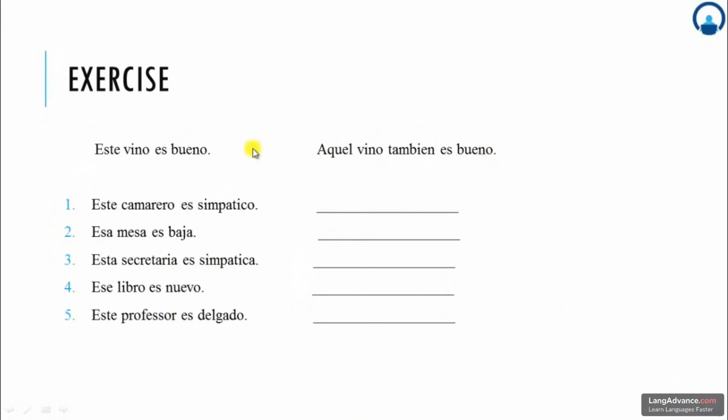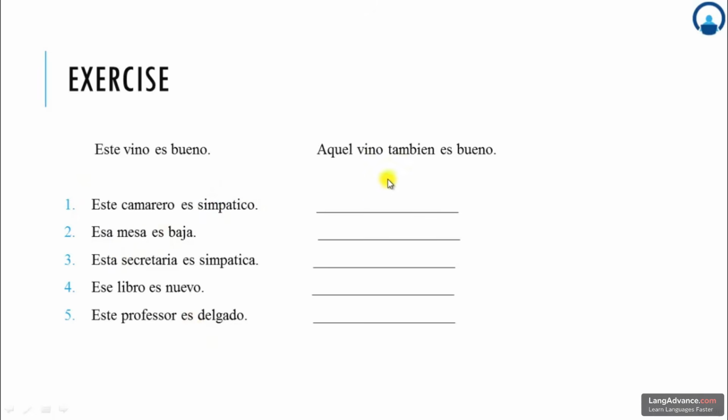So what you have to do is, you are being given 5 statements on the left hand side. On the right hand side you have to change the position of those objects or those persons. Like in the example, este vino, this means this wine. I've changed it to that wine, so I've changed the distance, this to that and that to this. Okay, that's how you'll solve these 5 statements.